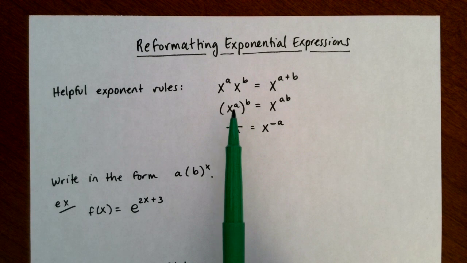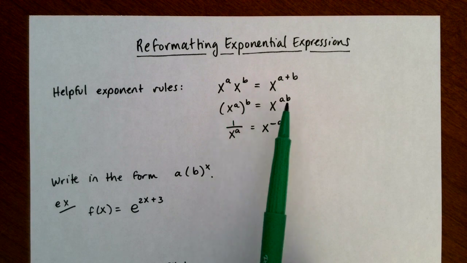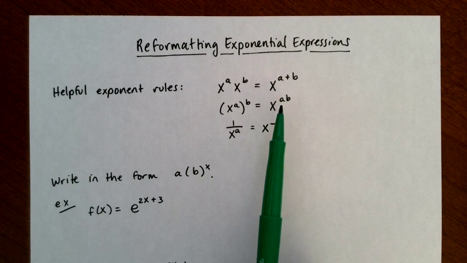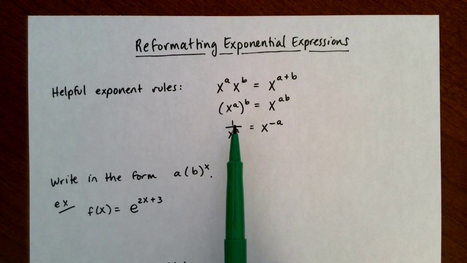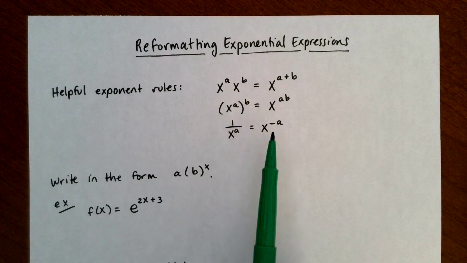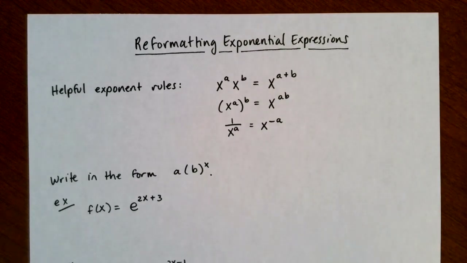So if you have something to an exponent to another exponent, you would multiply them. Or how we're going to use it in this video is if you have an exponent that is multiplication, you can split it back up like this. And then finally, we know that if you have an exponent in a denominator, it's the same as having a negative exponent. Okay, so let's dive into our first example.